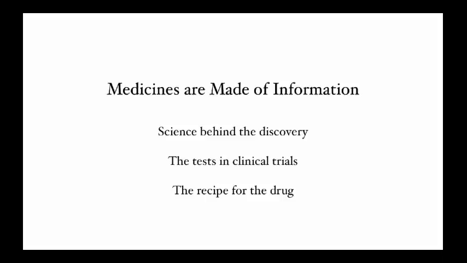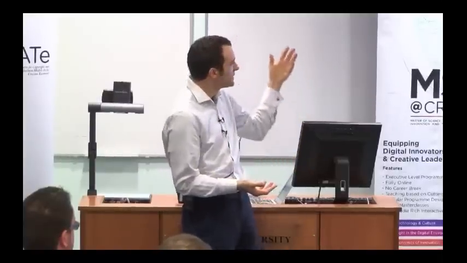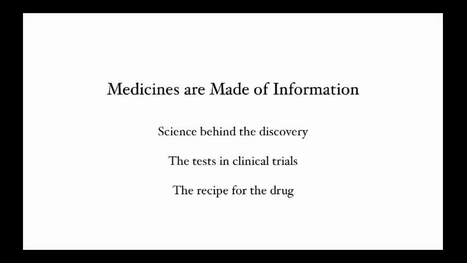They come out of a metal plastic thing. But actually inside a medicine is information, in a way, right? Strictly, inside medicine is chemicals, but the recipe that makes those chemicals is information. And so medicines are made of information. There's the science behind the discovery, there are the tests in the clinical trials that show that the drug was good for you and didn't kill you, and there's, of course, the recipe for the drug itself, the formula.